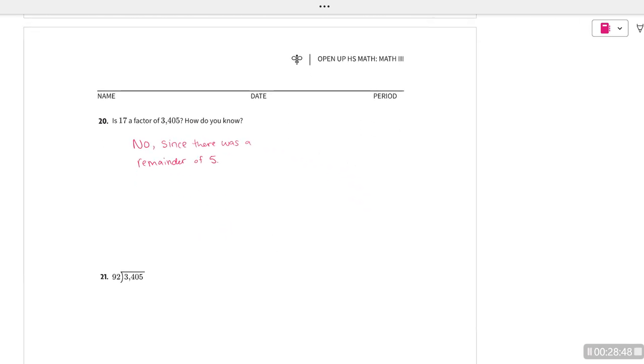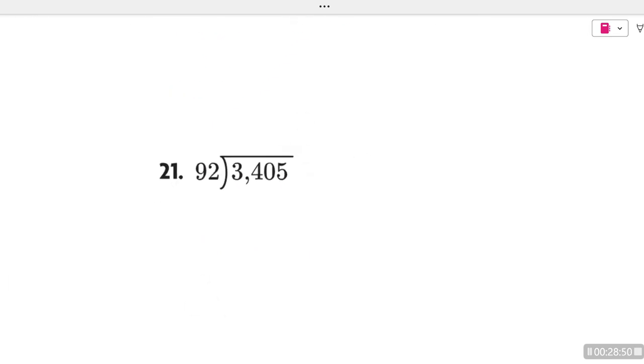Okay, let's go on to 21. 21 wants us to do 3,405 divided by 92. So we might not be able to think of multiples of 92 as easily. It doesn't go into 34. 32 is too small. So let's look at 340. 92 is pretty close to 100. And 100 times 3 would be 300. So let's try 92 times 3. So 2 times 3 is 6. 9 times 3 is 27.